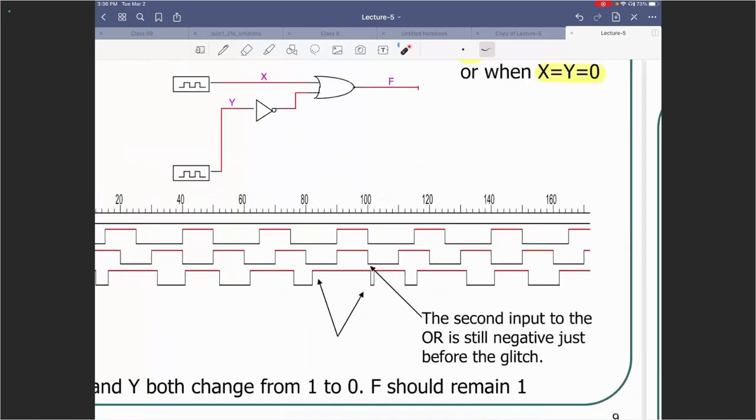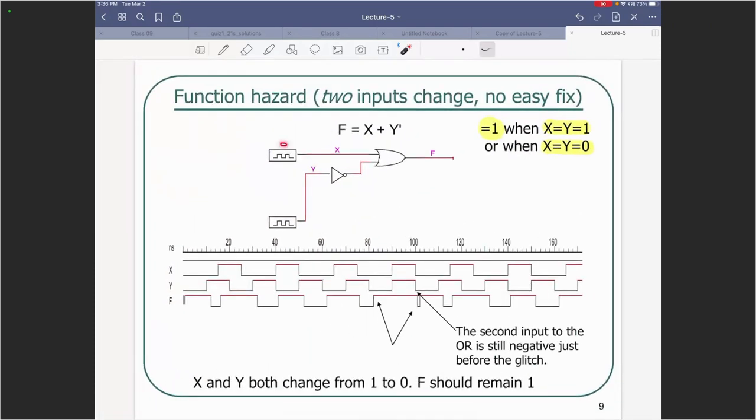That would qualify as a function hazard, in which you have more than one input changing at the same time. F should have remained a 1. It is not. So we've got three scenarios here for static hazard, dynamic hazard, and function hazard. Is there a term for dynamic function hazard? Dynamic function hazard would be qualified as a function hazard. So for function hazard to happen, you would need two inputs to change. And the moment you have two inputs changing, you would qualify that as a function hazard.